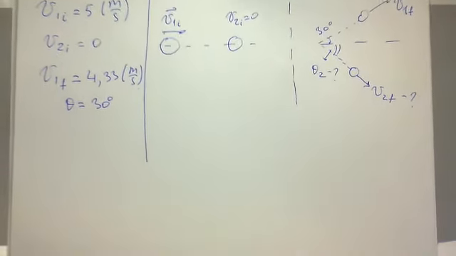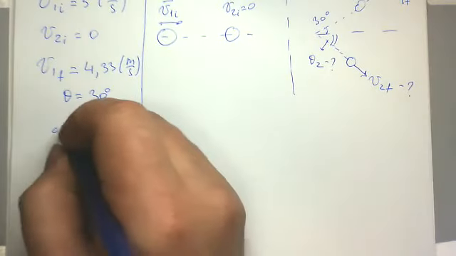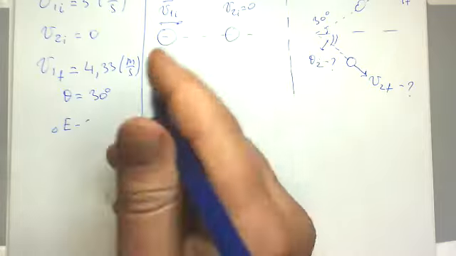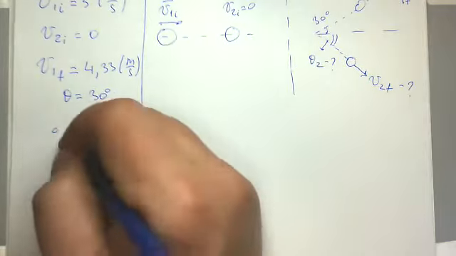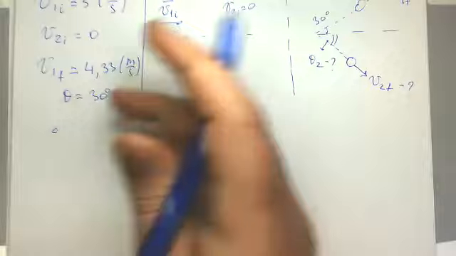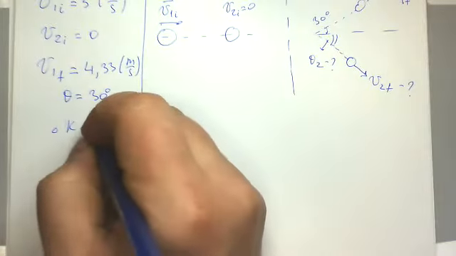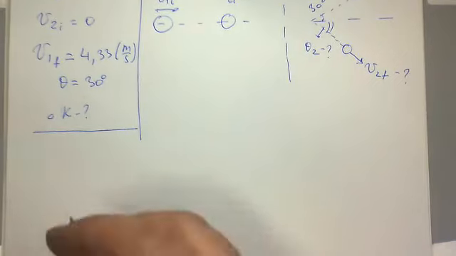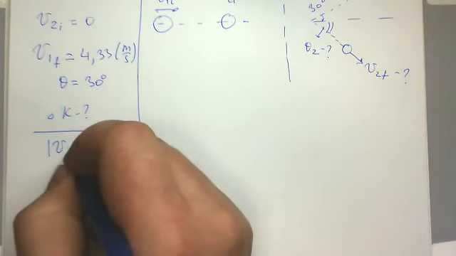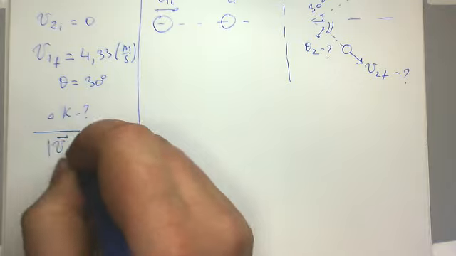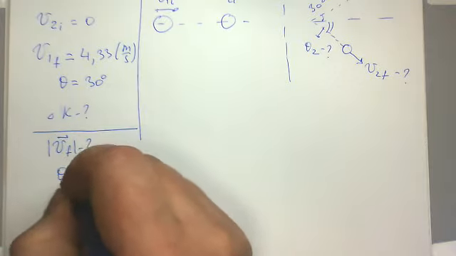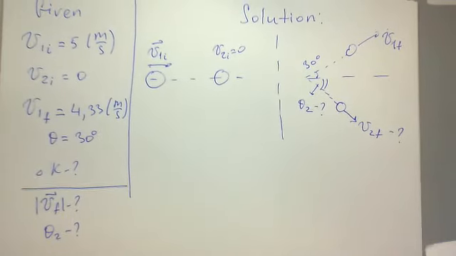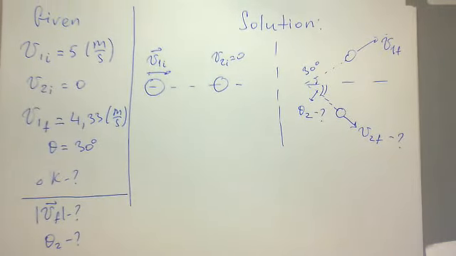Okay, and also we have an elastic collision. Elastic means there is no change of the mechanical energy, no change in kinetic energy. Nothing goes to internal energy. So we need to find v2 final, its absolute value, and this angle theta 2. Okay, again, let's analyze this problem.